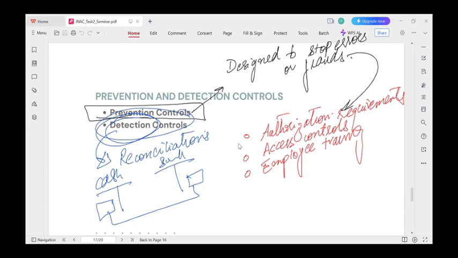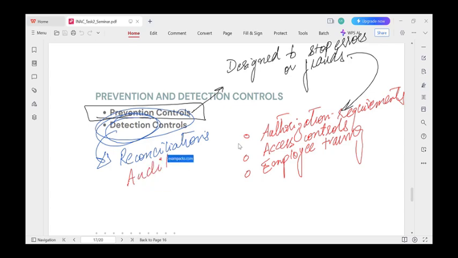Then we have audits. We have internal audits, we have external audits. The internal audit is responsible for doing the audit which is used internally by the company. And that's part of your internal control system. So at every step, the internal audit is auditing the system and trying to figure out if there is any fraud or error.